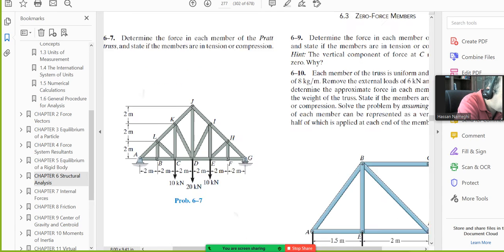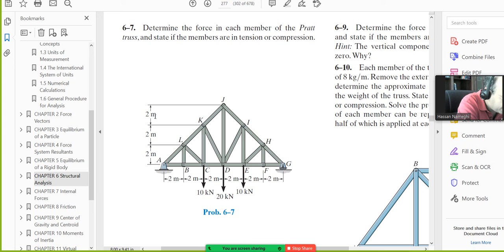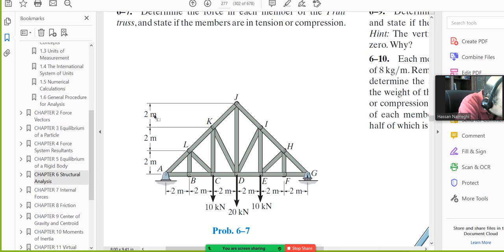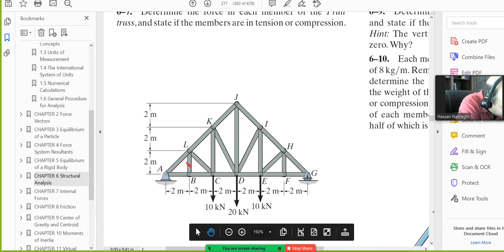Let's consider this case. This truss looks very scary, right? But it's not scary. It looks like a pet. It looks like a dog, right? You can even play with it. If you consider zero force members, you could just give me one zero force member. LB is zero. Okay, LB is zero. So if you look at joint B, LB is zero, meaning that LB has no force on it. This guy is dead, right?